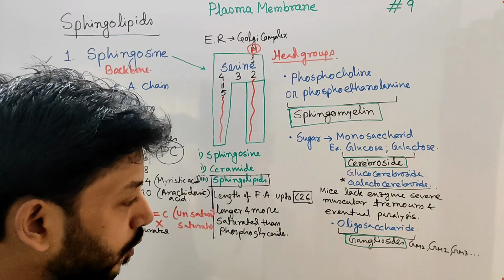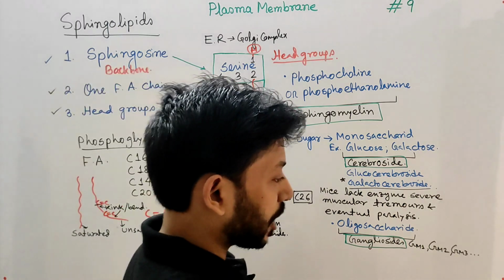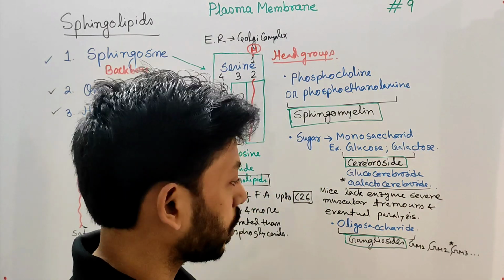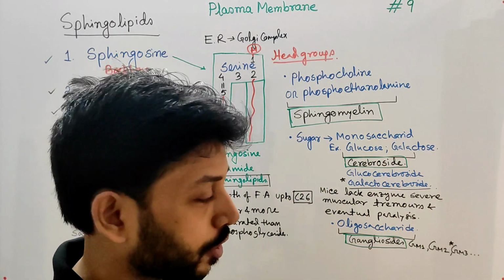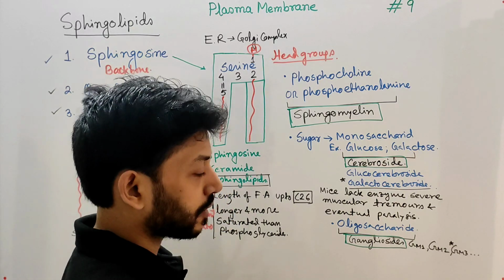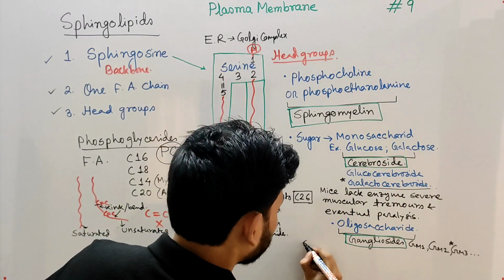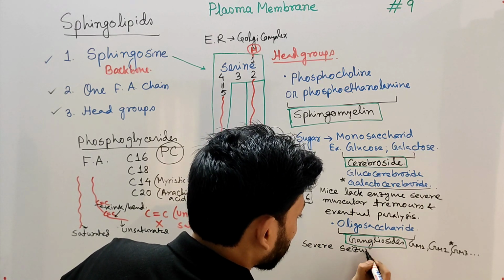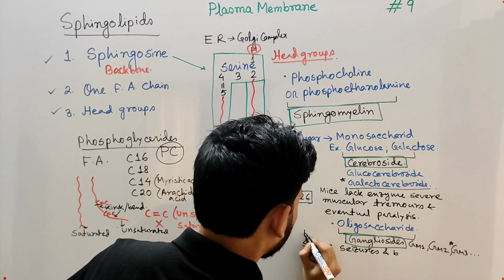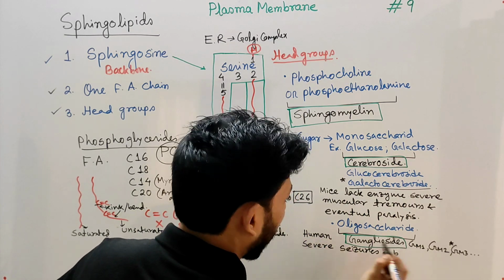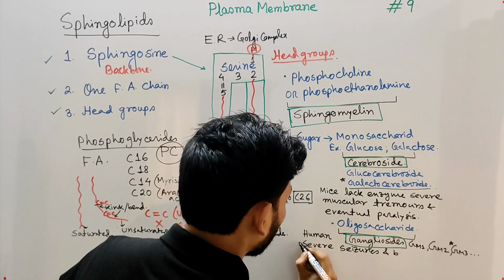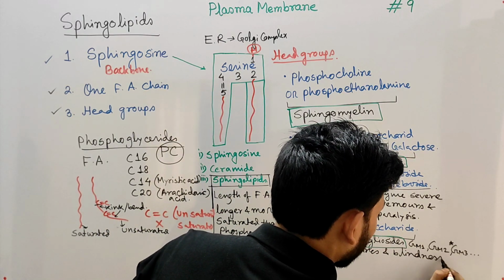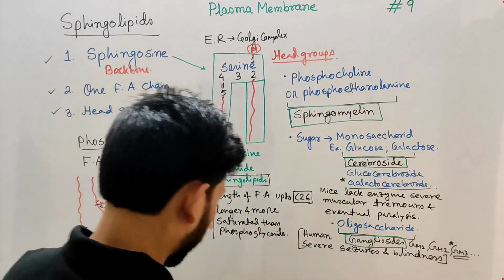Now in this case also I want to mention one piece of information, that humans who lack GM3 sphingolipids also show some neurological disorders, characterized by severe seizures and blindness. In humans that lack GM3, they show severe seizures and blindness. Okay, remember this for GM3.